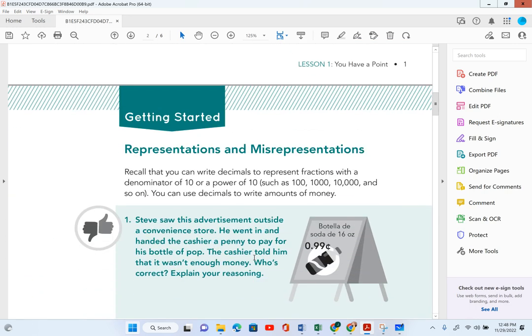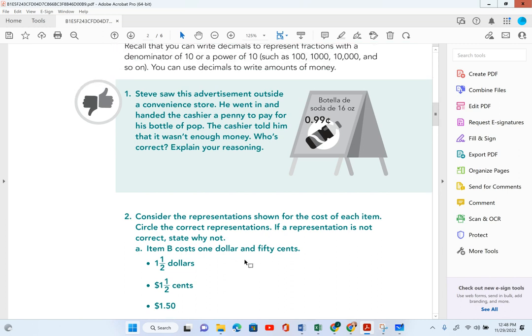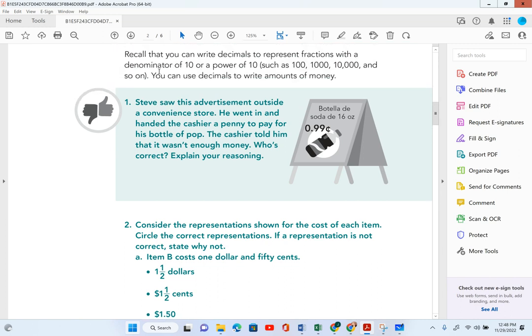All right, so on our Getting Started here, it says, recall that you can write decimals to represent fractions with a denominator of 10 or a power of 10, such as 100, 1,000, 10,000, and so on. You can use decimals to write amounts of money. So Steve saw this advertisement outside the convenience store.